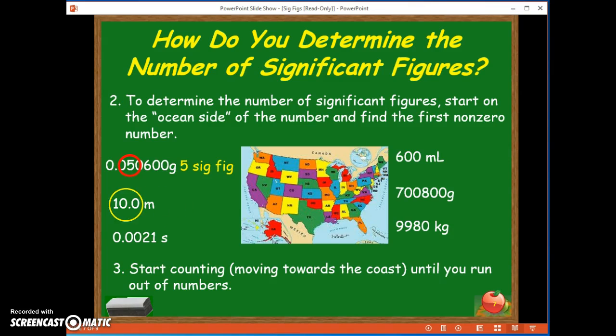I want you to try this with 10.0 and 0.0021. At the bottom of your page there, it asks you how many significant figures are there for each one. Remember, start counting at the first non-zero, and everything after that counts. I'll give you 1 minute to try these 2. You can definitely work with a partner, and if you're just confused, just hold on for 1 second and we'll do 2 more examples.